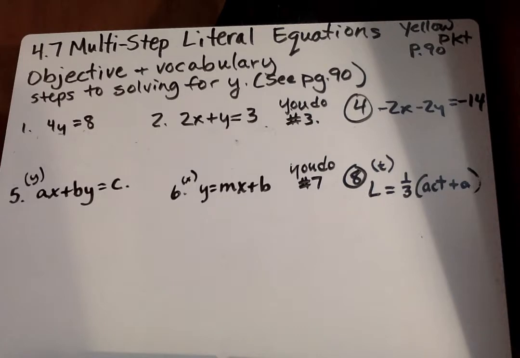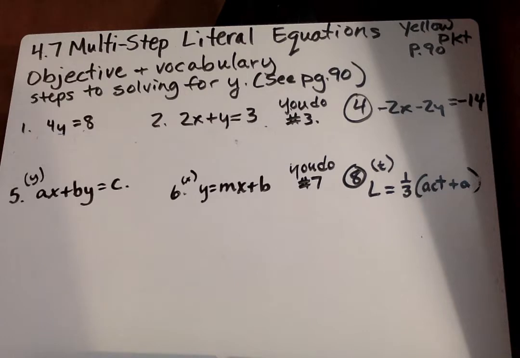The steps to solving for y in a literal equation: move the x term, or any variable that does not have a y in it, to the other side of the equal sign from y. Generally, this is by adding or subtracting. Then you divide all terms by the coefficient on y. Simplify all terms and pay attention to the negatives.